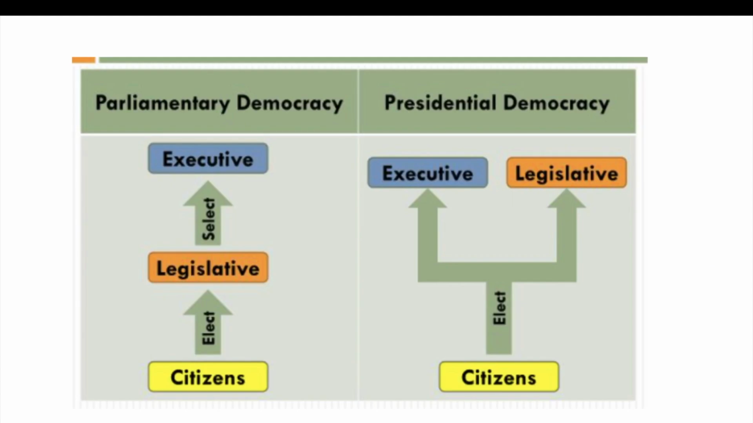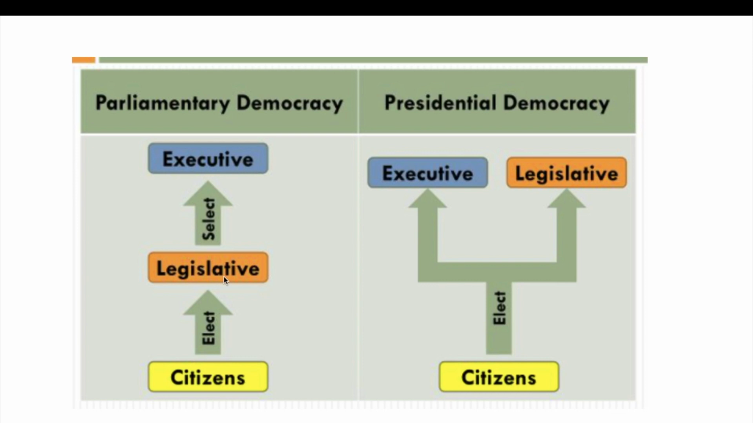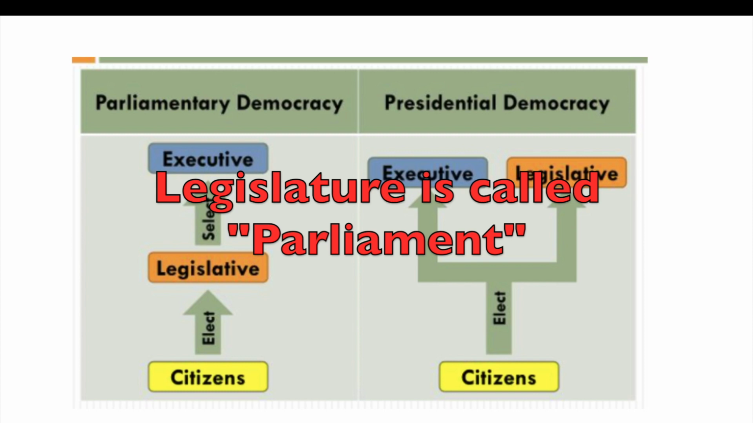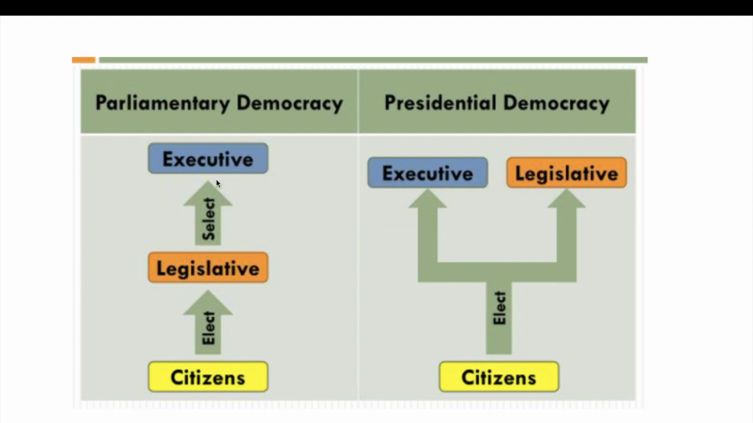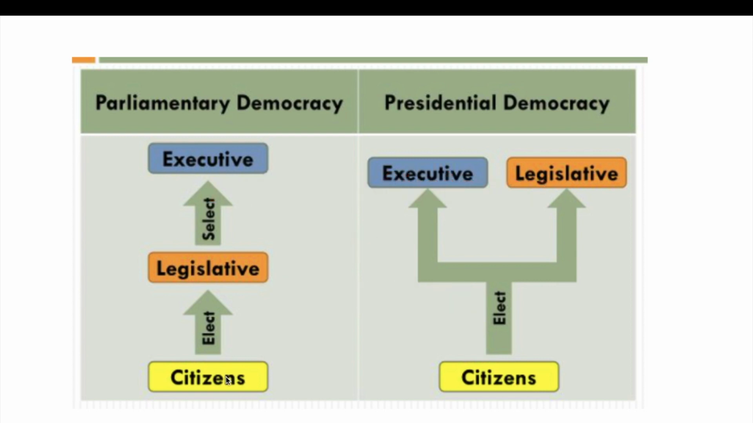First, a parliamentary democracy versus a presidential democracy. What we should keep in mind is the difference is the relationship between the legislative branch and the executive branch. In a parliamentary form of democracy, the citizens only elect the legislature. So this oftentimes is called a parliament. And then out of the legislative branch, in a parliamentary form, the executive is chosen, often called a prime minister or a premier. So in a parliamentary form, the citizens only directly elect a legislative branch. Great example of a parliamentary democracy would be Great Britain and Israel.